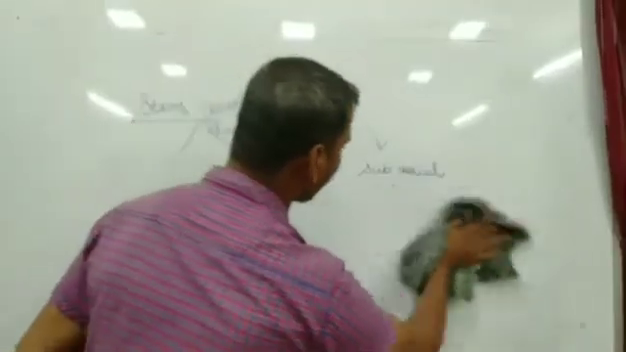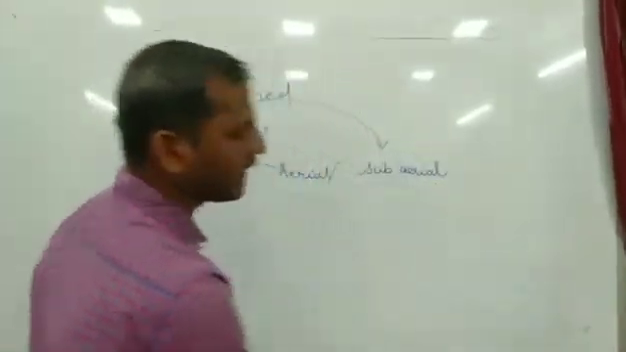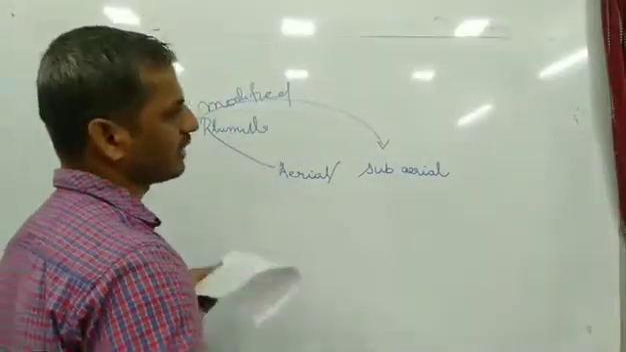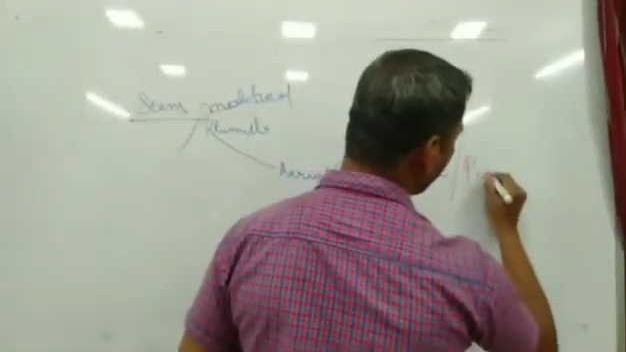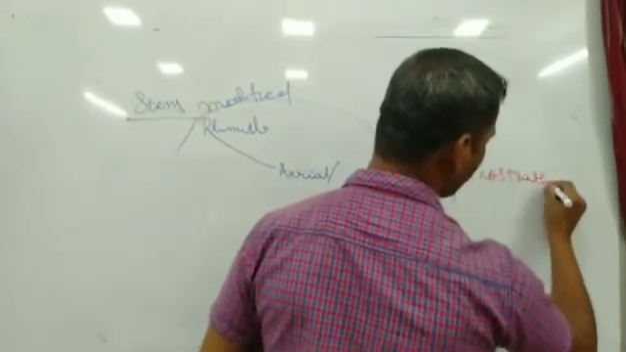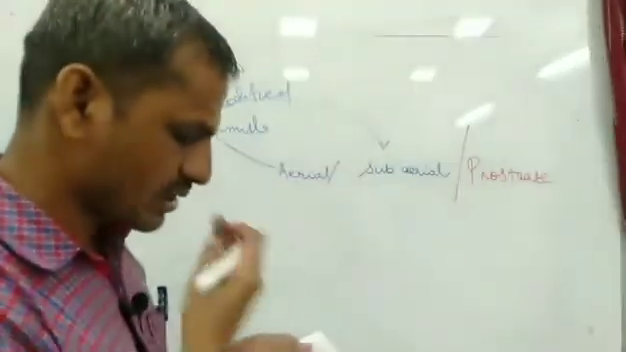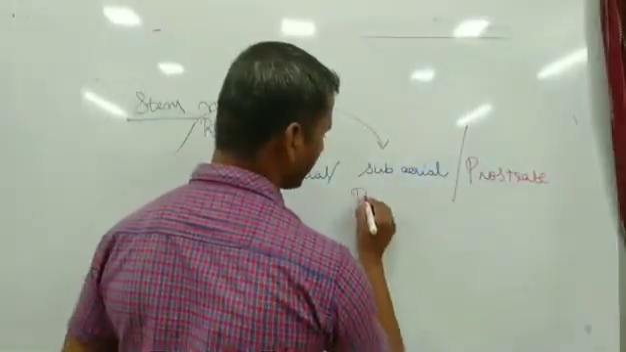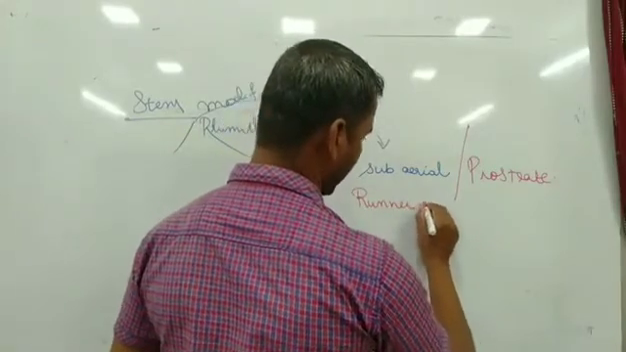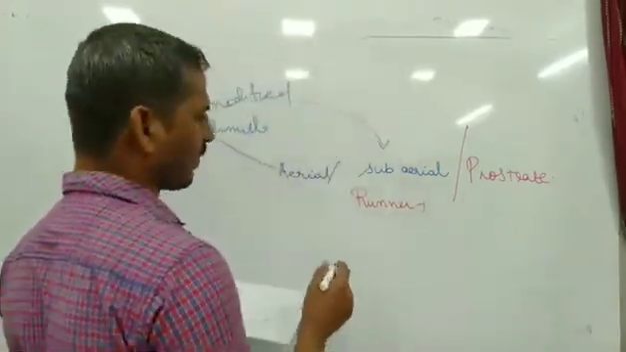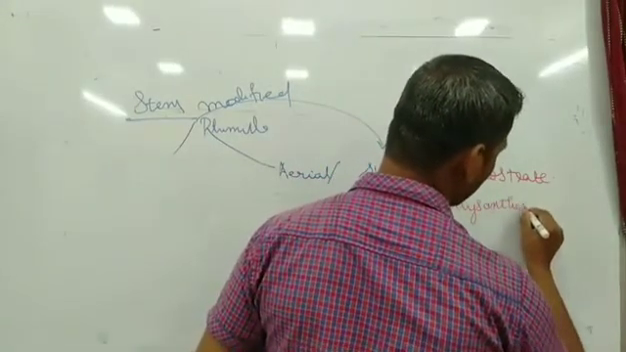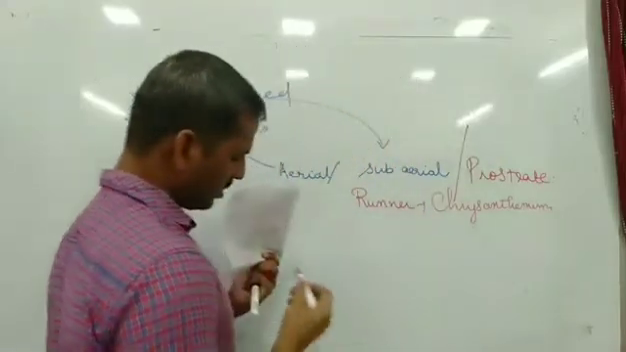Now we are going to see the subaerial modification, or else the prostrate modification. Prostrate stem modification. The prostrate modification, okay, runner. Okay, runner. This kind of plant occurs in chrysanthemum. Okay, runner, chrysanthemum.